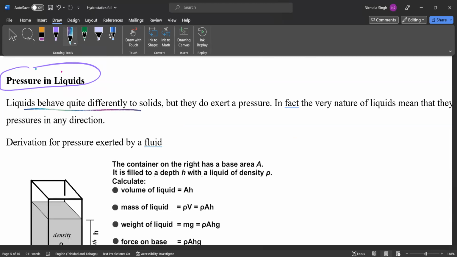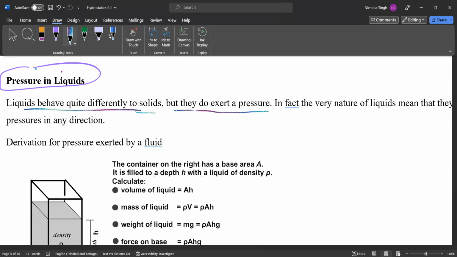All right, so continue reading. Liquids behave quite differently to solids, but they do exert a pressure. If anybody here swims or dives, they know that you do feel pressure on you when you go in water. Anybody who's been in a plane, or gone up a highish mountain, knows that you feel the air pressure in your ears. So we can experience air pressure and liquid pressure, or fluid pressure.